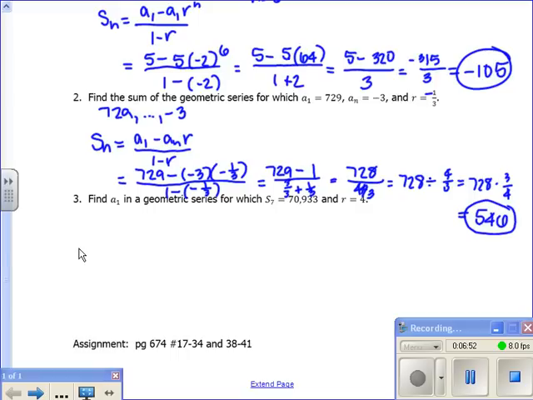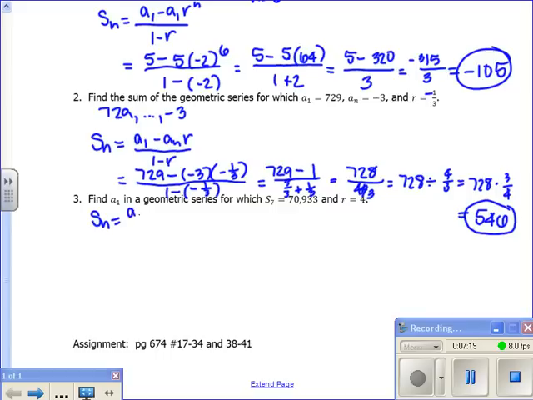Last one. Find a sub 1 in a geometric series for which you already know that the sum of the first 7 terms is 70,933 and r is 4. So how do you get from one number to the next? Now, let's use our first formula because we don't know an a sub n and we're not looking for an a sub n, so it doesn't make sense to use the one with the a sub n in it.